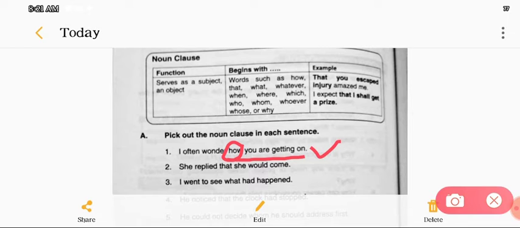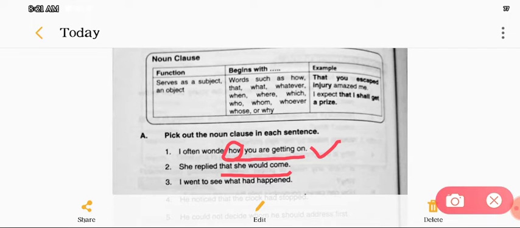Next is: she replied that she would come. Again you have that at the start, and the next word is a subject, she, and you are talking about she would come, telling about the subject. So that's why this is again a noun clause.